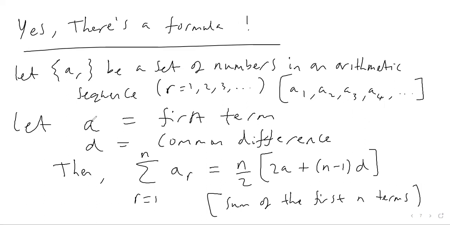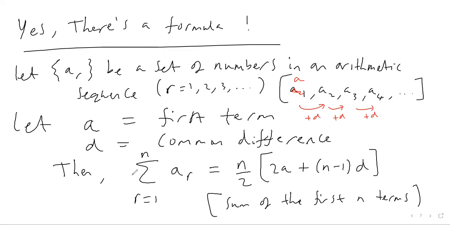We're going to let a be our first term. So actually, we'll just call this first term here a. So a is our first term. And our common difference is going to be d. So each time we're going to add d to get the next number in the sequence. So we've got something like this going on.